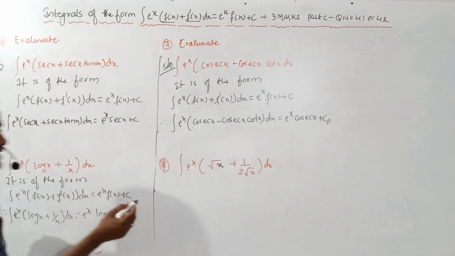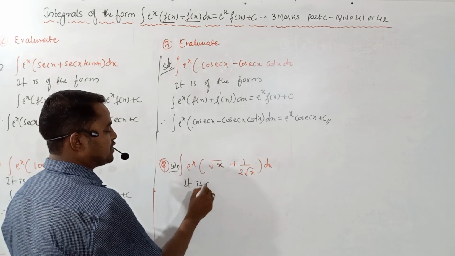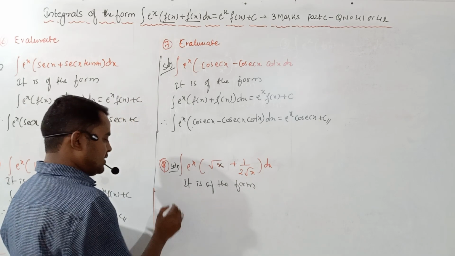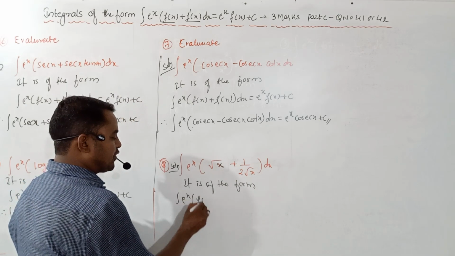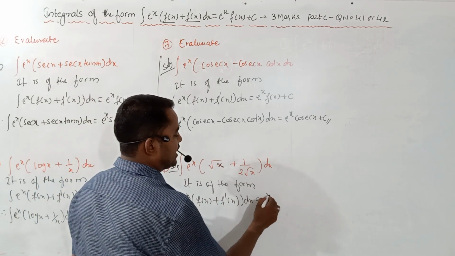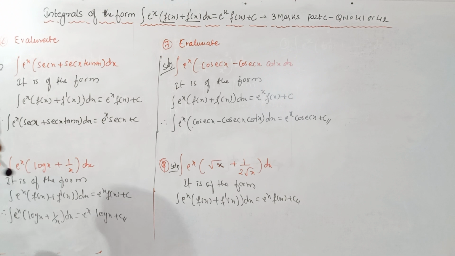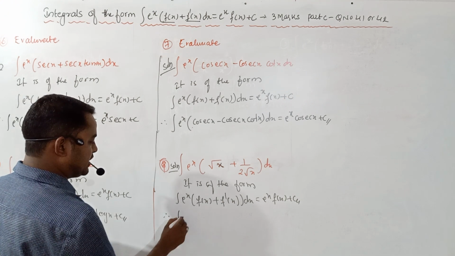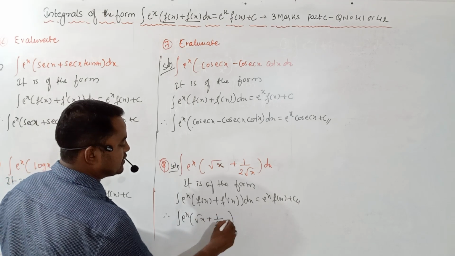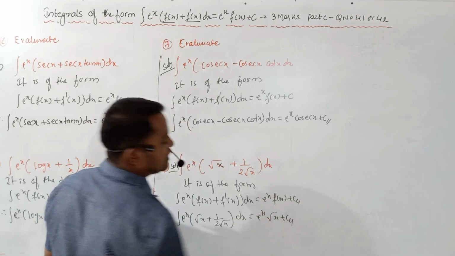Now this one, it is of the form integration of e raised to x [f of x plus f dash of x] dx is equal to e raised to x f of x plus c. Therefore, integration of e raised to x [root x plus 1 by 2 root x] dx is equal to e raised to x into root x plus c.